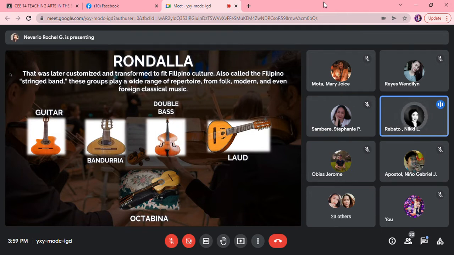Next is octavina. It has a shape almost exactly like the guitar but has a set of 14 strings. The flat-backed instruments share the same tuning as the laud.